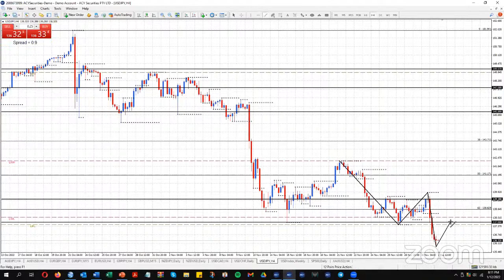If it holds here, we're further moving down. However, what we could see is a false break of that level. And over the course of the next week or two, we might see this formation start to form. Might see an inverse head and shoulders pattern form there. But we're getting a lot of support from across from this daily low.